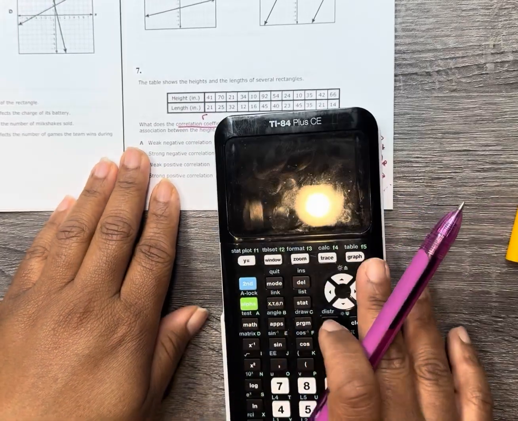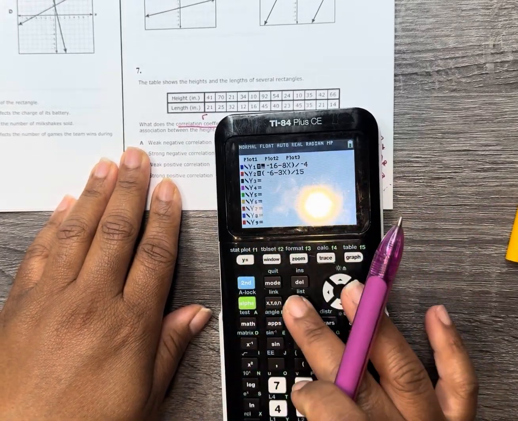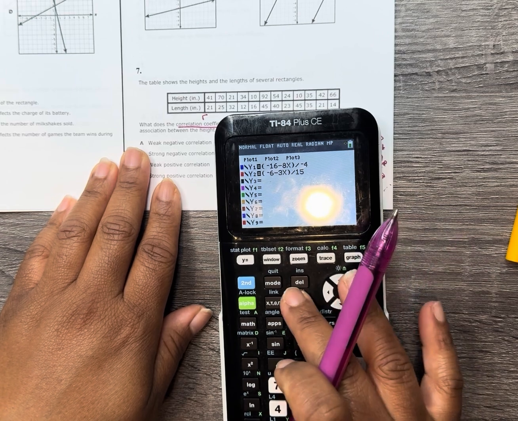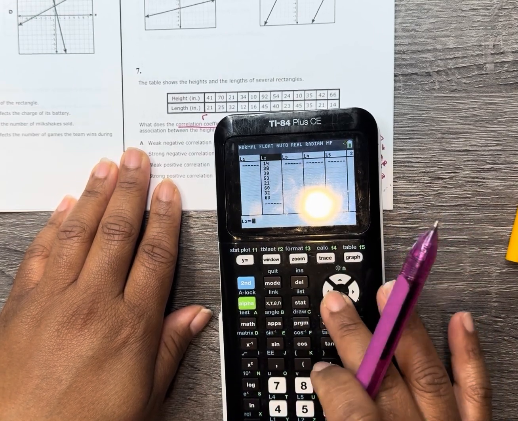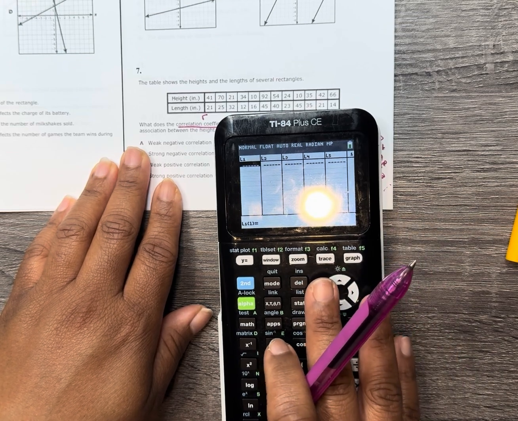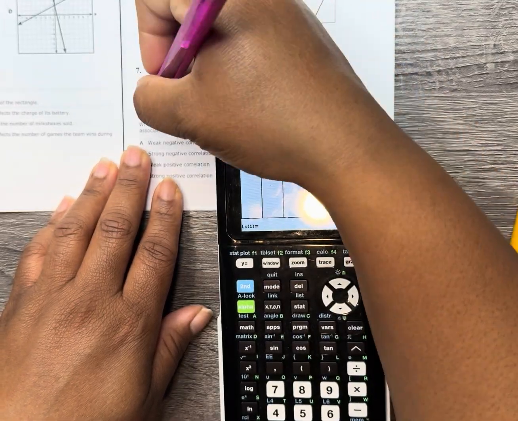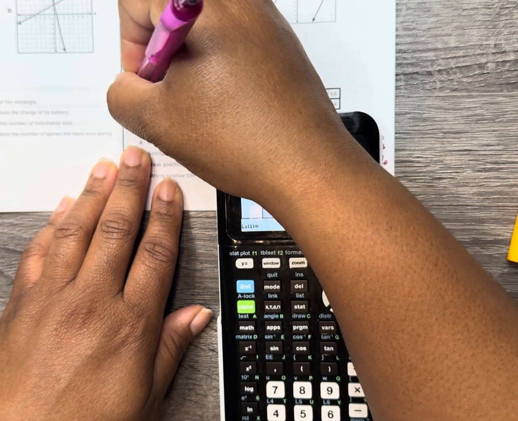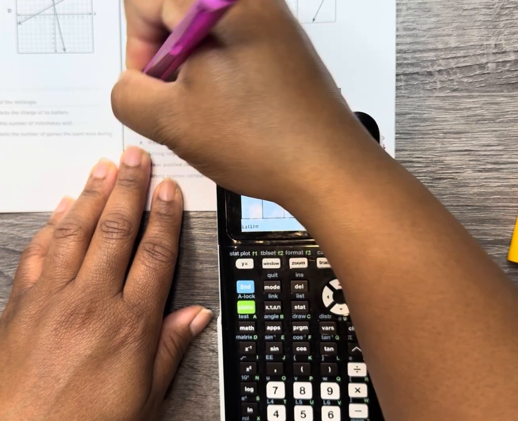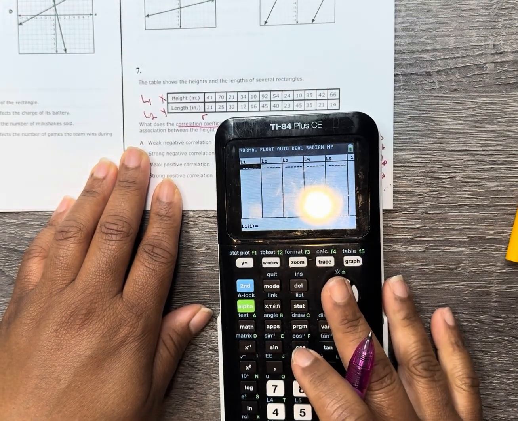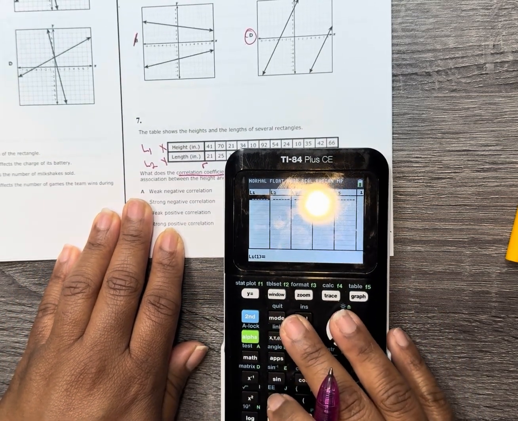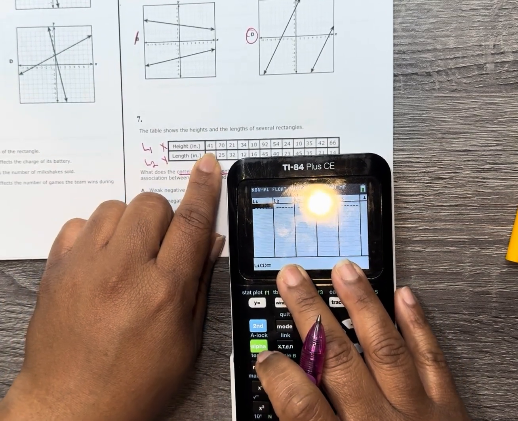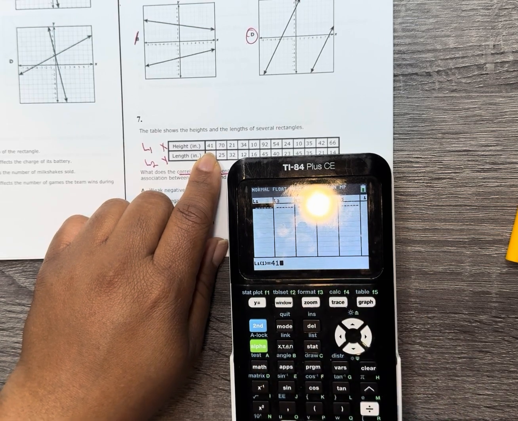But right now, when I plug this in to stat, I'm going to clear this out. What you're going to get, this is our X, this is our Y. So this goes in L1 and this goes in L2. And so what's happening is we're going to put the height into our L1.